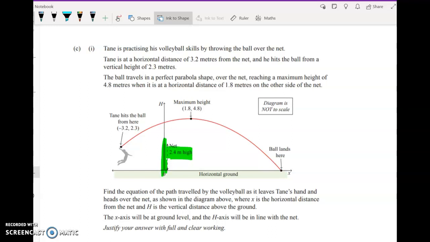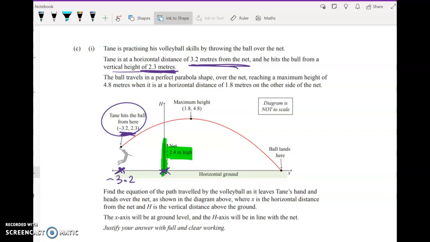Okay, Tane is at a horizontal distance of 3.2 meters from the net, right? So the net is here, so he is back here at negative 3.2. And the examiners have very nicely given you the coordinates of that point. And he hits the ball from a vertical height of 2.3 meters. So even if they hadn't given you that point, the first thing you'd do with this question would be to write that point on there.